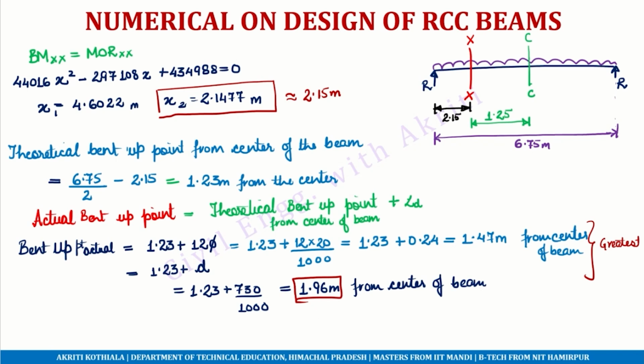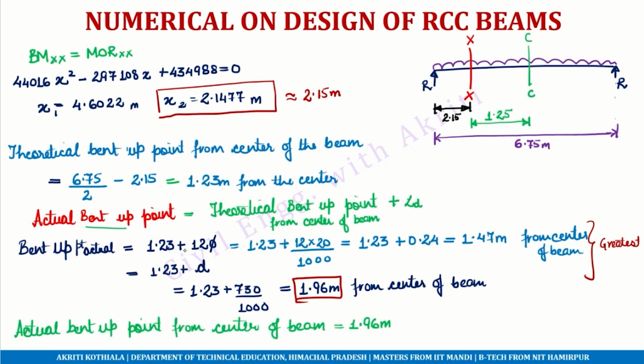So the actual cutoff point will be 1.96 meters from the center of the beam. I'm sorry, I'm repeatedly saying cutoff point, but this is the bent up point. So the actual bent up point from the center of the beam is equal to 1.96 meters. The next step is to calculate the shear for the beam.